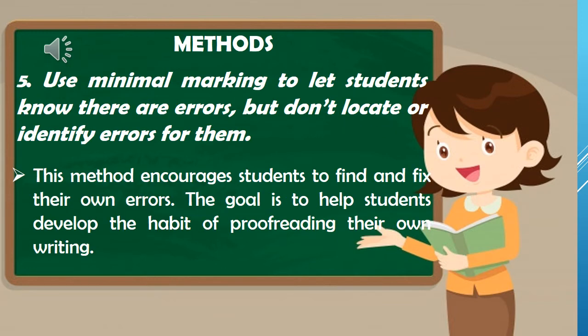Number 5 method. Use minimal marking to let students know there are errors but don't locate or identify errors for them. This method encourages students to find and fix their own errors. The goal is to help students develop the habit of proofreading their own writing. It also avoids sending the message that the goal of the revision is solely to fix grammar errors.